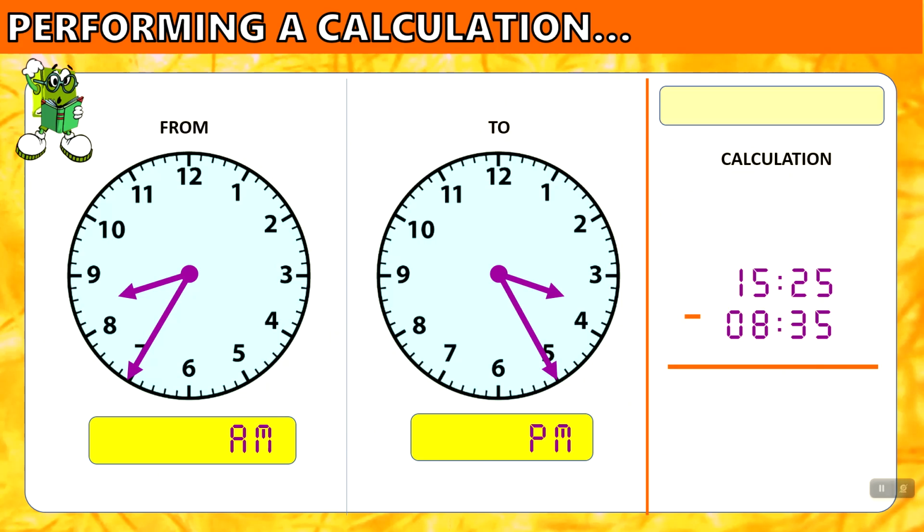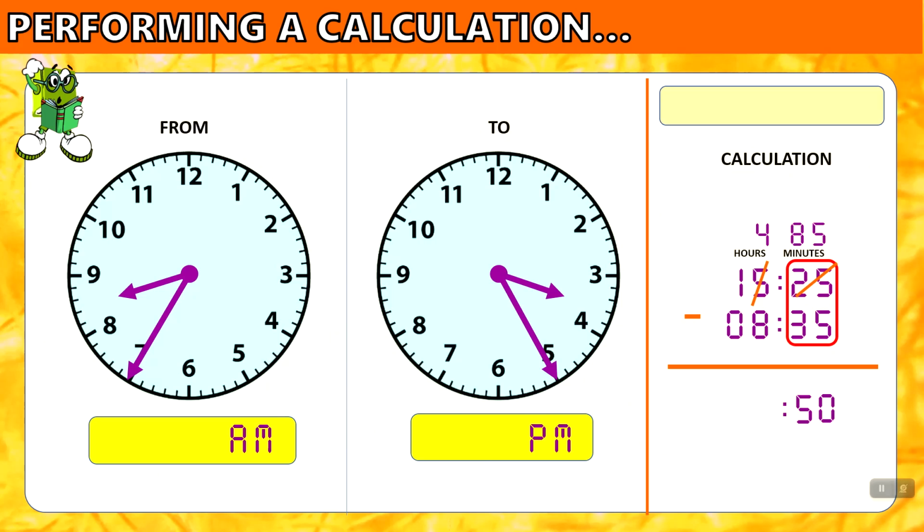When we subtract, again we start with minutes, and we find we can't take away 35 from 25, so we have to borrow from the hours column. We borrow 1 from the 5, that becomes 4, and that hour is made up of 60 minutes that we have to now add to the 25 in this column. And 60 plus 25 is 85. And now we can subtract 85 take away 35. 5 take away 5 is 0. 8 take away 3 is 5.